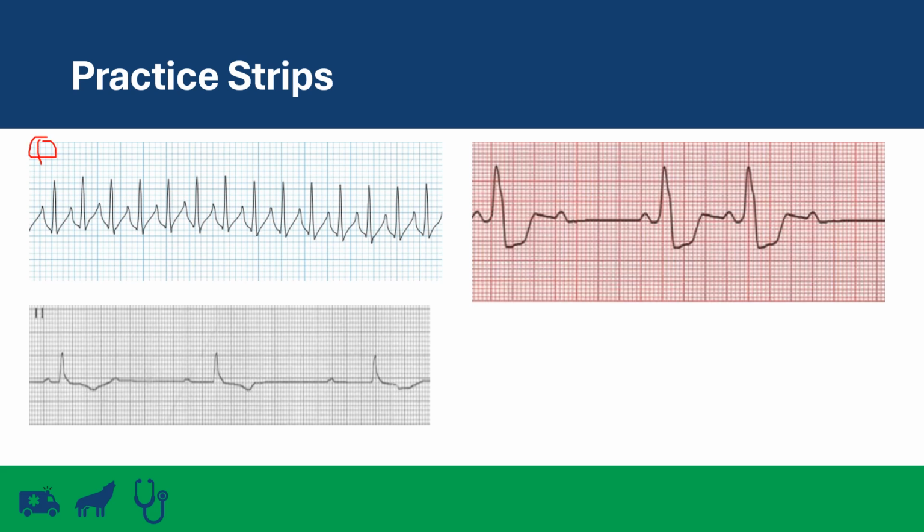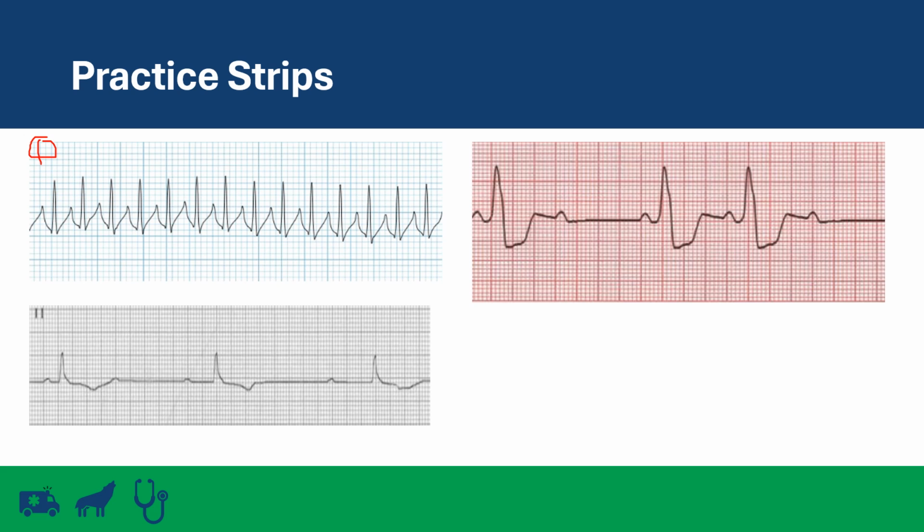So I'll start with my rate. So this strip is obviously rapid. The rate is probably around 180-ish. It is regular. I don't see identifiable P waves, so I can't assess my PR interval, and then my QRS is narrow. So I have a rapid, narrow QRS rhythm. I know it's coming from above the ventricles because the QRS is narrow, and I don't have P waves. So this is looking like SVT, so I would consider this SVT.